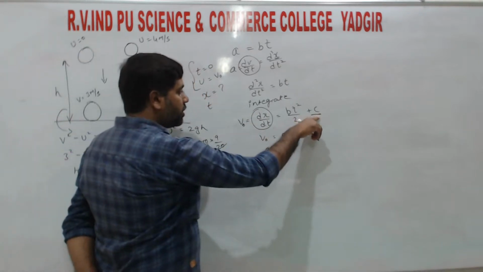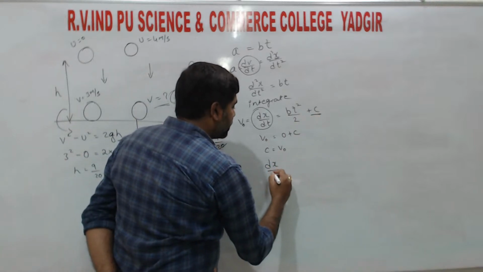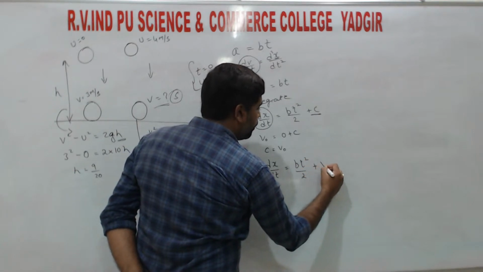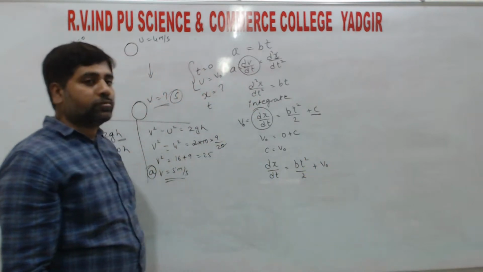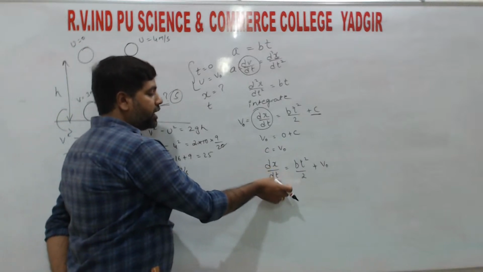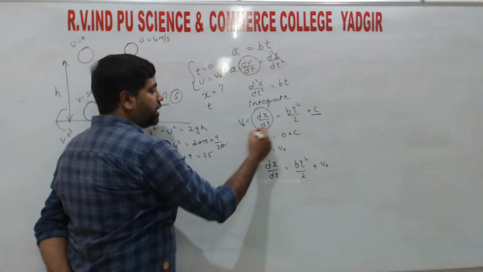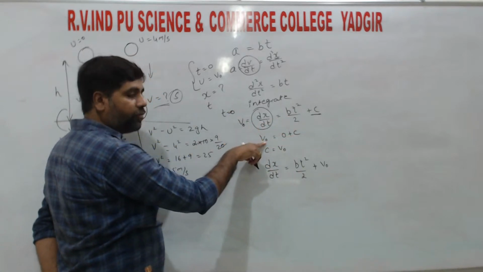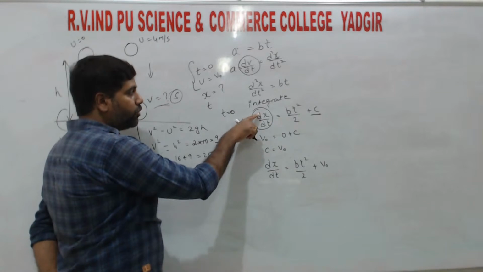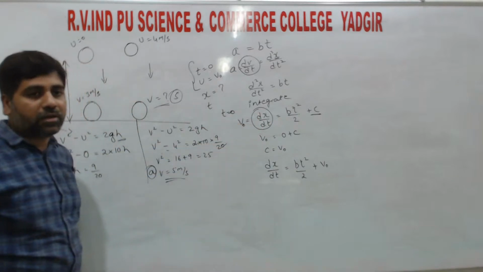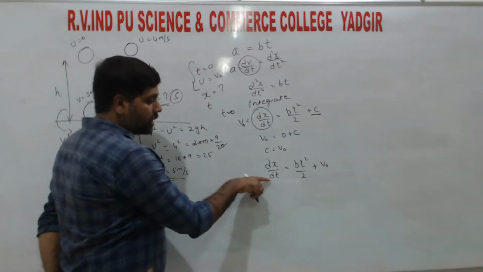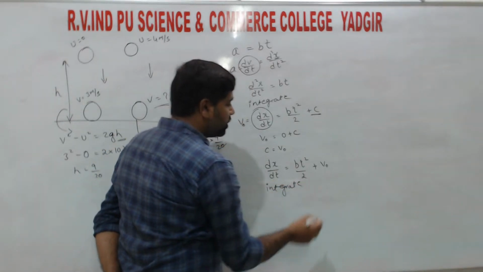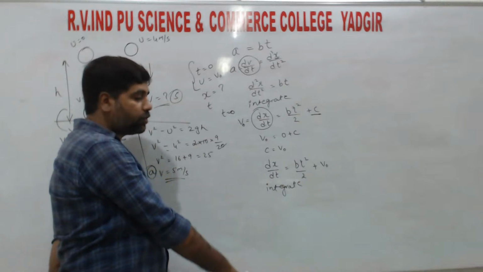So substituting the same relation, we get dx by dt equals bt square by 2 plus v naught. So the velocity we can write as dx by dt. Initial velocity when t is equal to 0, we get the value c, that is v naught, from the given condition, right? So further, integrate the relation. If we integrate this relation again, we get the final displacement, right?